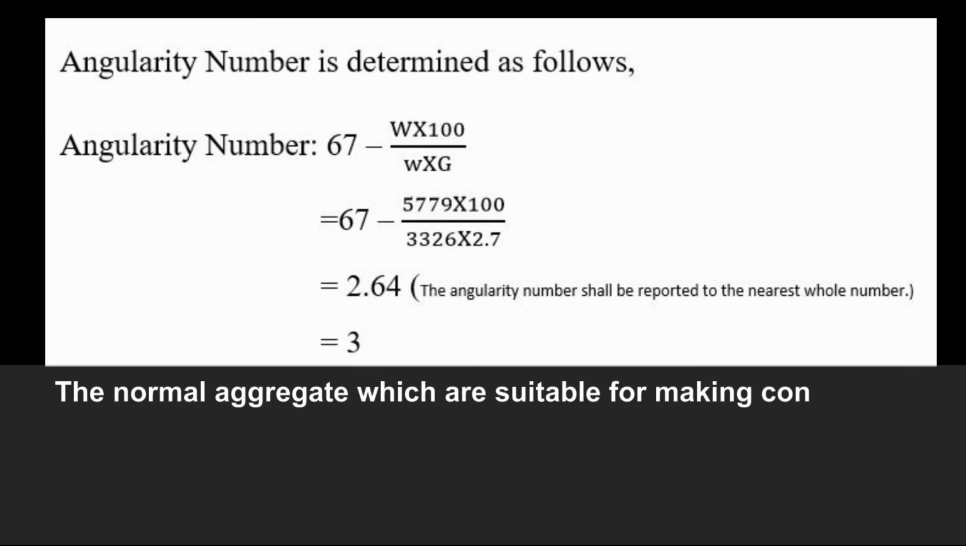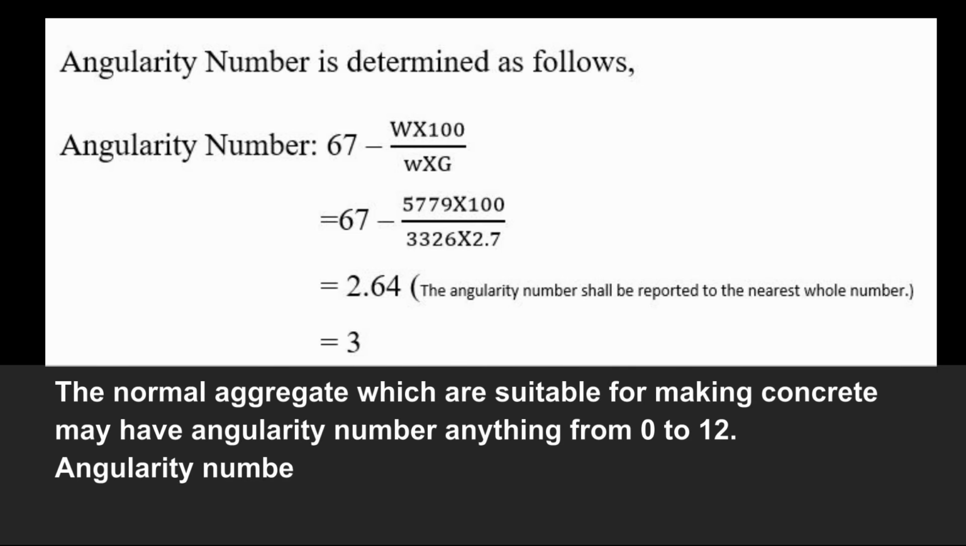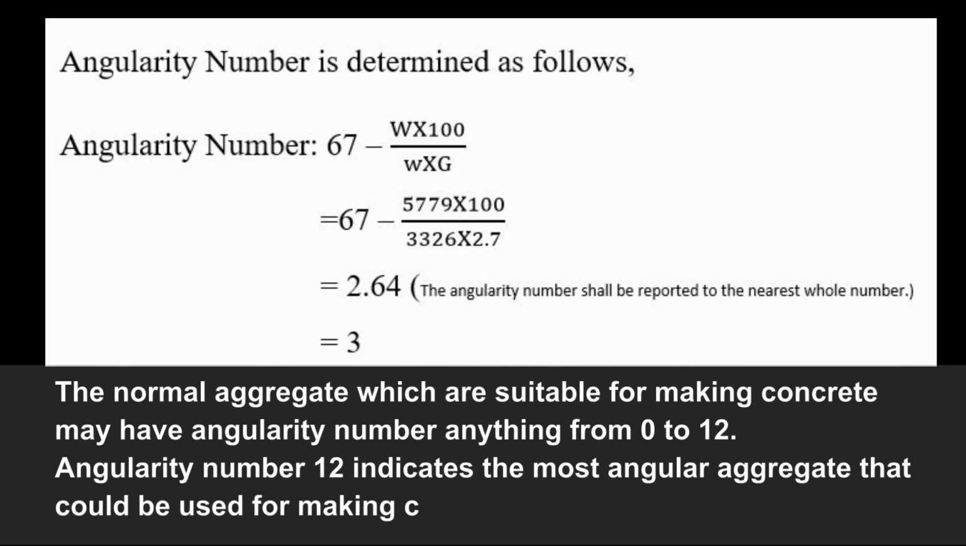The normal aggregates which are suitable for making concrete may have an angularity number anything from 0 to 12. Angularity number 12 indicates the most angular aggregate that could be used for making concrete.